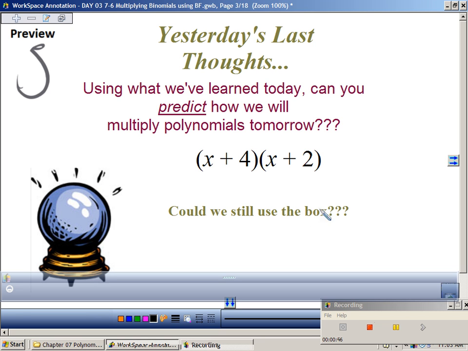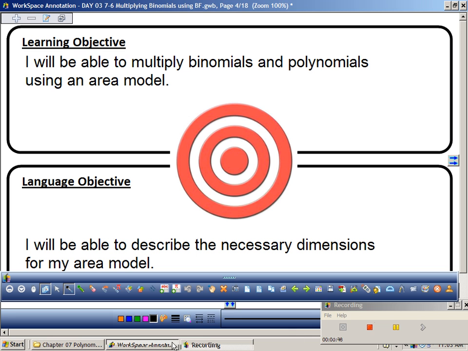Perfect. Okay, so yesterday's last thought was, using what we've learned, can you predict how we will multiply polynomials tomorrow? Could we still use the box? Not a 1 by 2 box with this one, right? Who said 2 by 2? Okay, Kaden. Why a 2 by 2? Because on one side you put the x plus 4 and then... Perfect. So let's look at that.